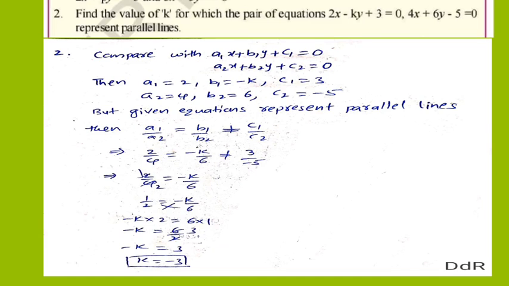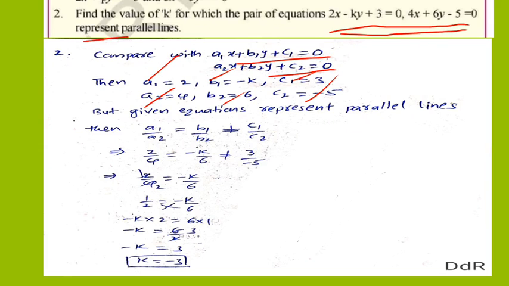Children, here the two equations are in the standard form, so we can compare the two equations with the standard form of a pair of linear equations directly. So here a1, a2, b1, b2, c1, c2. After writing all the coefficients, the question is, the given pair of linear equations represents parallel lines. Representing parallel lines means the condition is a1 by a2 equals b1 by b2 not equal to c1 by c2. So let us substitute all the coefficients.